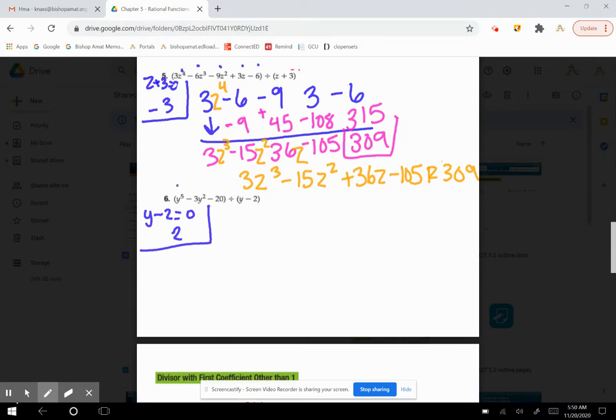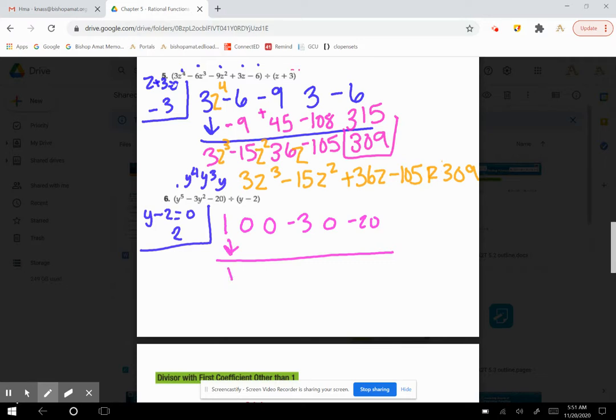This one goes 5. We're missing y to the 4th. We're missing y cubed. Then it goes y squared. Then we're missing y. So we have to take that into account. When they're missing, you have to put a 0. So here's how the coefficients look. 1 for the y to the 5th, a 0 for the y to the 4th, a 0 for the y cubed, -3 for the y squared, a 0 for the y, and -20.